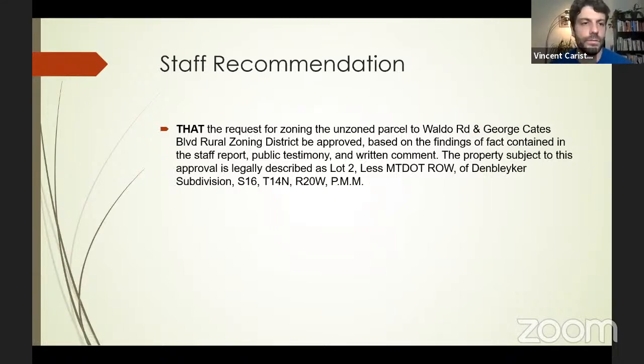Okay, great. So we have a motion on the floor to approve the staff recommendation to approve the requested zoning here, as well as the recommended conditions of approval by staff. So all in favor of the motion, please say aye. Aye. Aye. All opposed? Okay, the motion passes. Great.